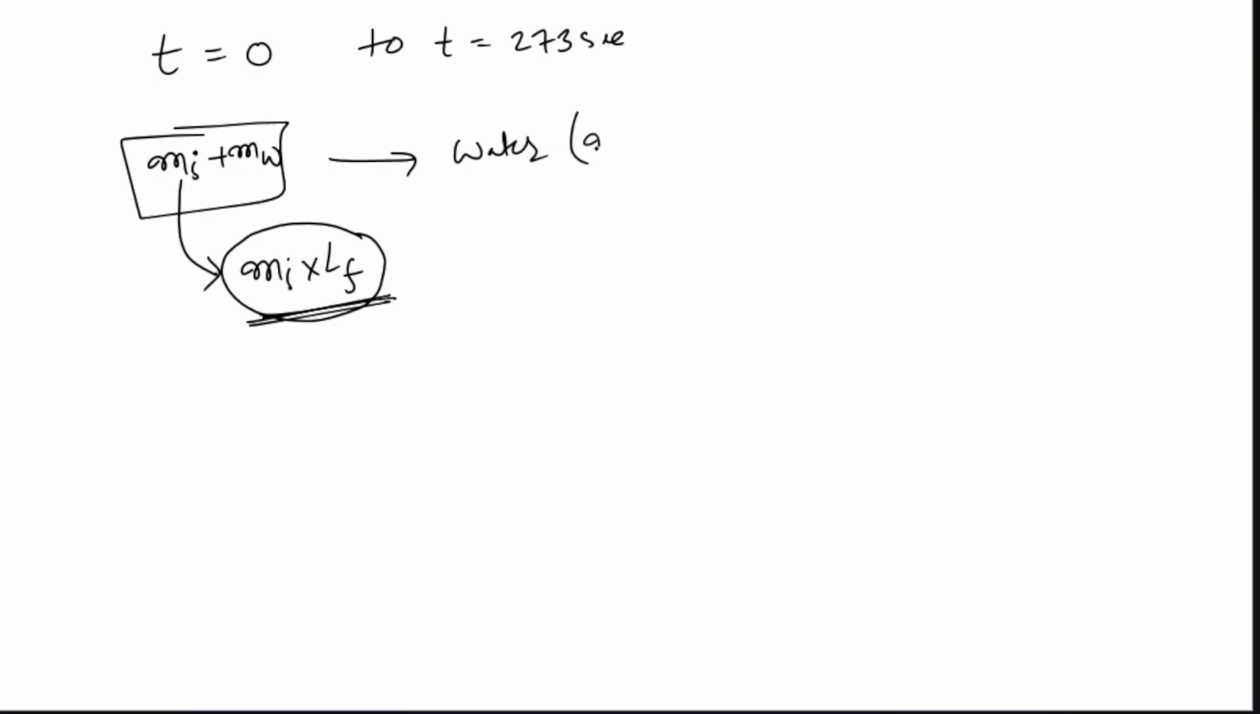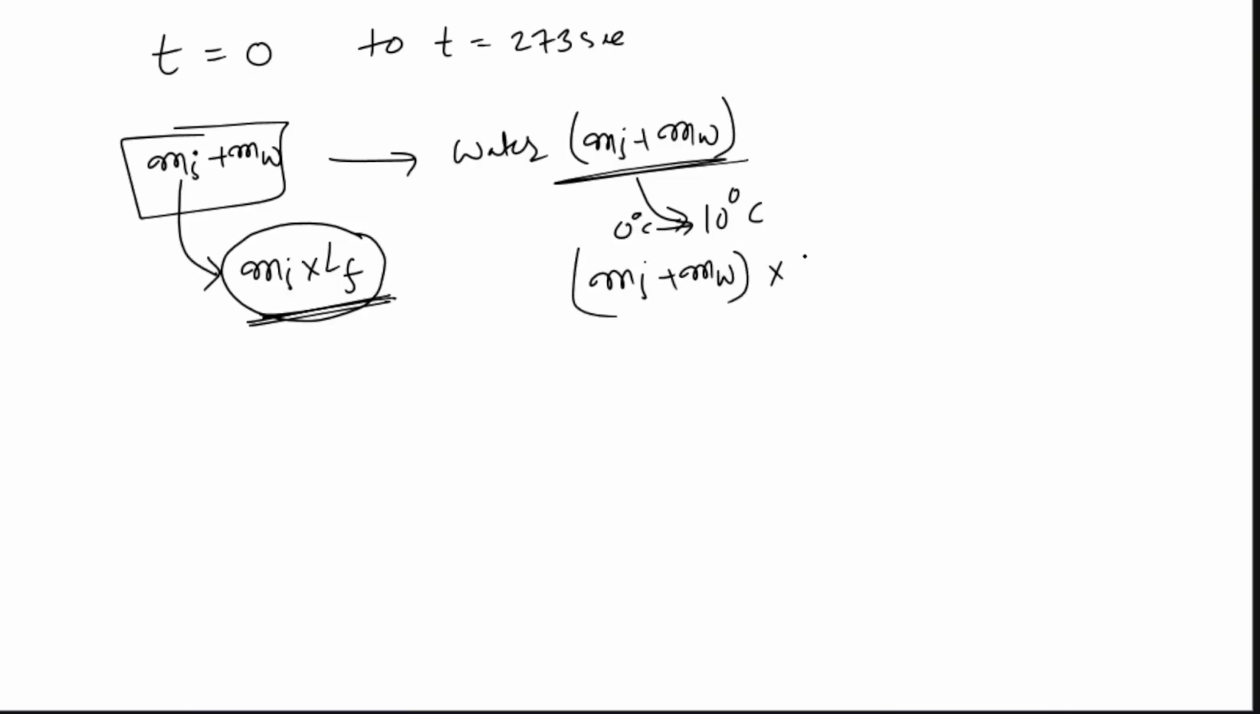Water is your Mi plus Mw amount of water, and then this water has risen in temperature by 10 degrees from 0 degrees, right? So in this process, how much heat has been given? Mi plus Mw is the amount of water, so this into specific heat into temperature difference of 10 degrees. Specific heat value is 4.2, right?